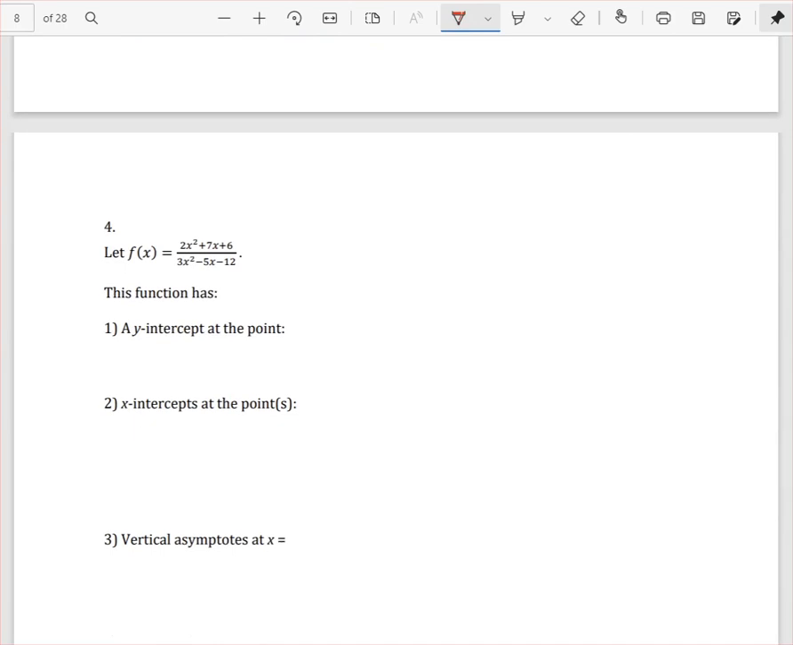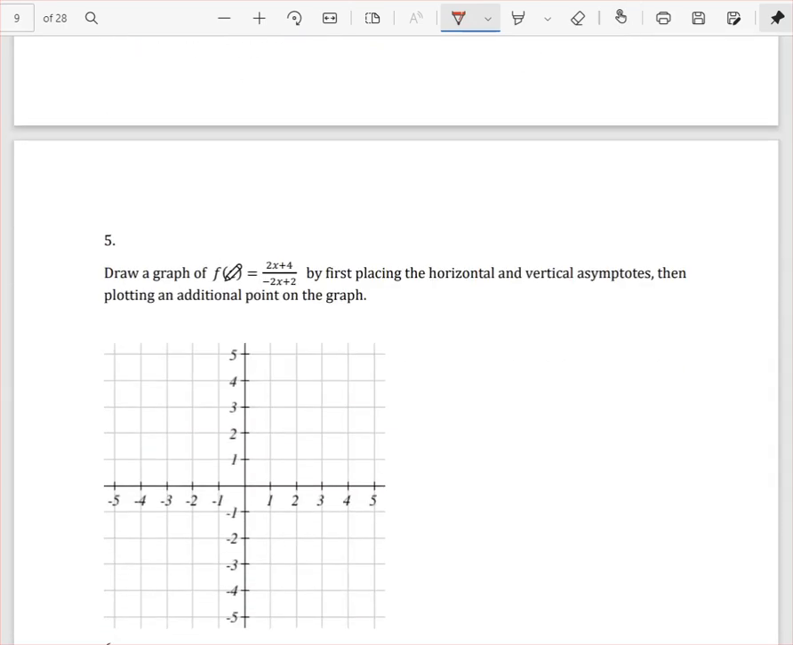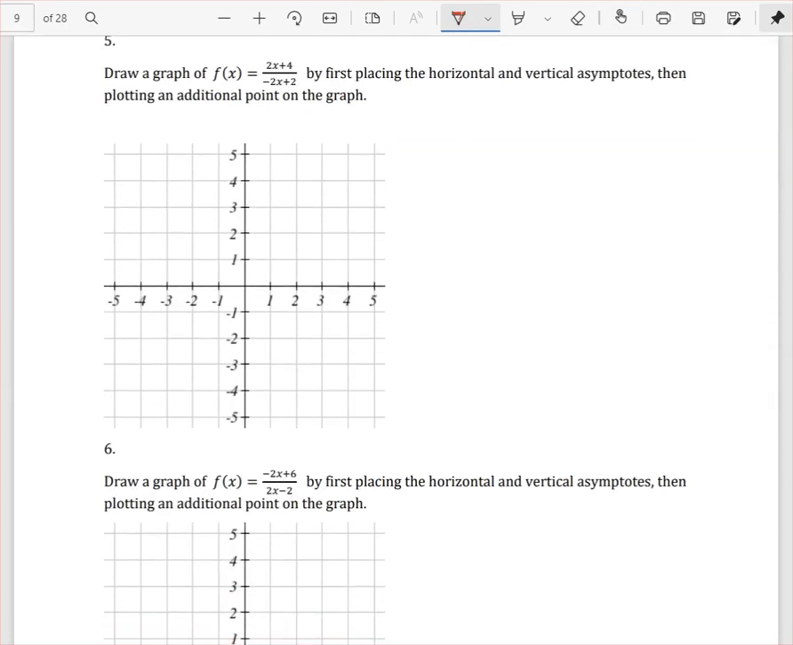This one is very similar, so I will let you work on it on your own, and you do have the solutions for it on the notes page. Now let's go to some of the graphs here. Draw the graph for the following by placing the horizontal and vertical asymptotes and then placing additional points.